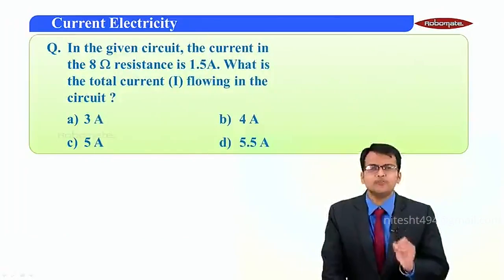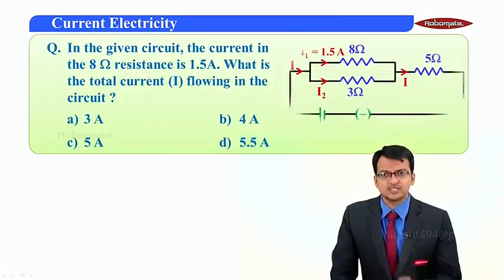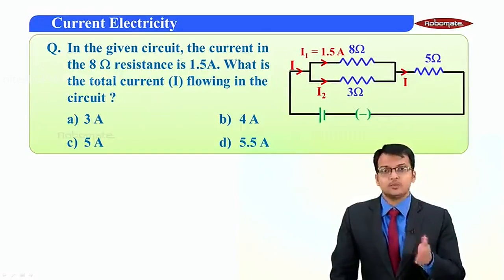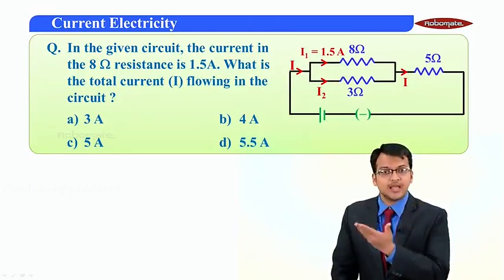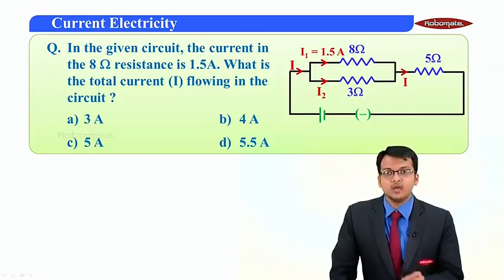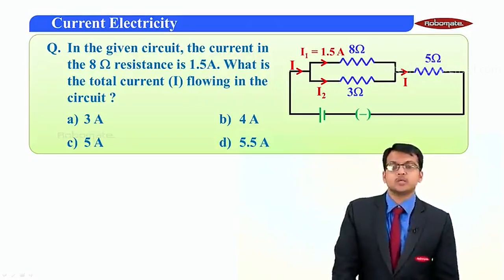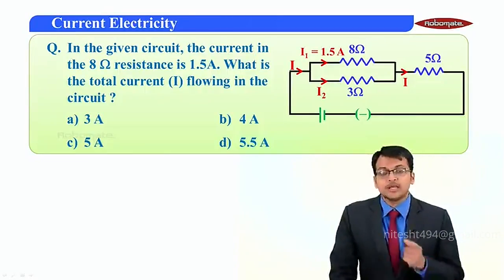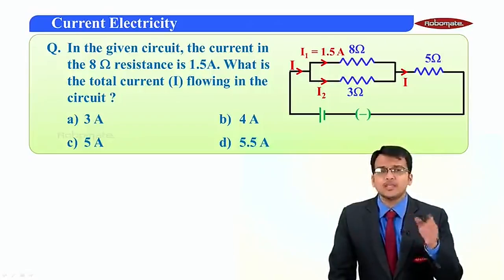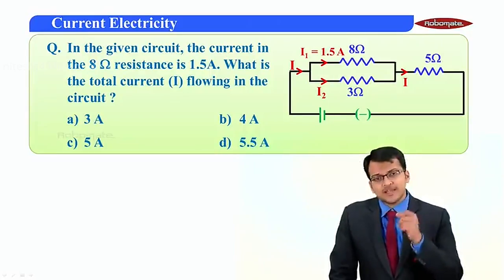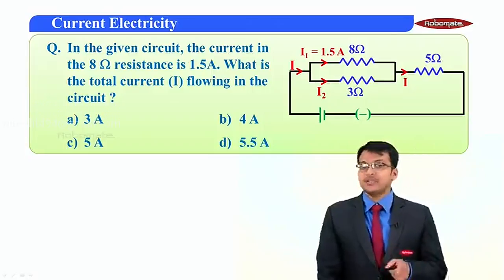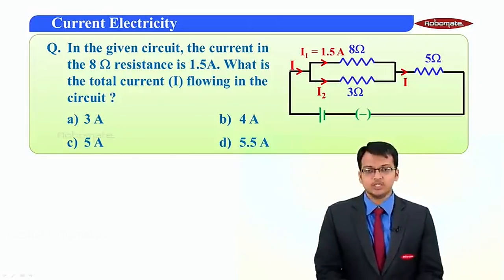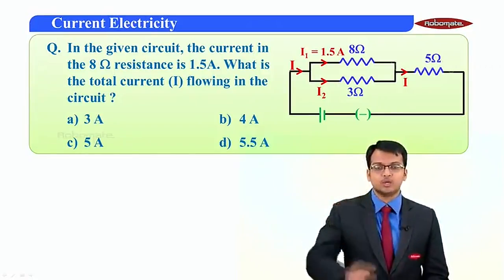Moving ahead with a beautiful question. The question says, in the given circuit, the current in 8 ohm resistance is 1.5 ampere. I name that current I1 equal to 1.5 amp. And what is the total current flowing in the circuit? If you see, dear students, 8 ohm and 3 ohm are parallel, right? So the current, let's assume I, is flowing in the circuit, and I'm supposed to find that current I. I will be nothing but the combination of I1 plus I2, yes, by using KCL, because incoming current should be equal to outgoing current.